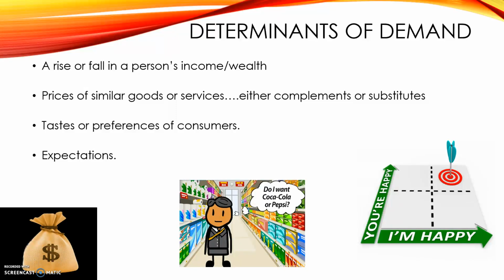Three, taste or preference, which deals with consumer choice and public desires. For example, the choice between Samsung or iPhone. Four, expectations. When consumers expect that the value of an item will increase, they tend to buy more, expecting that the price will continue to increase. An example of this would be stocks.